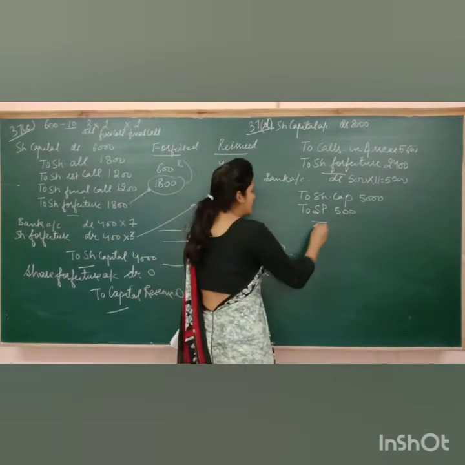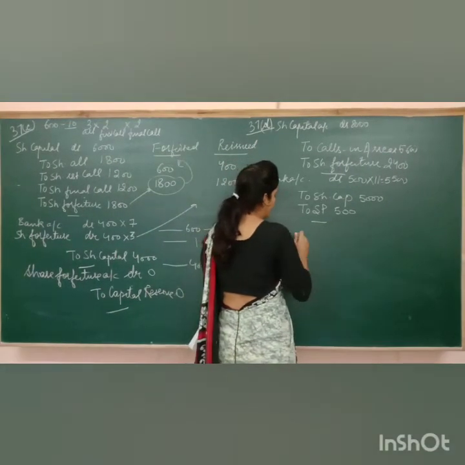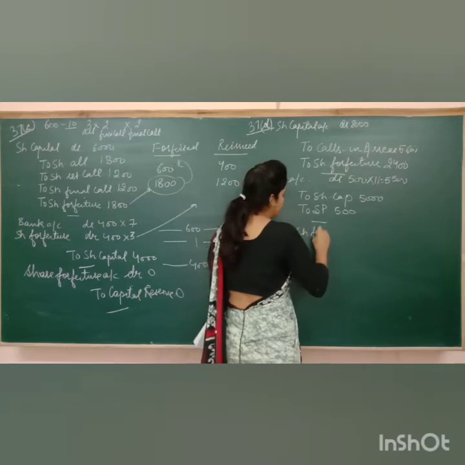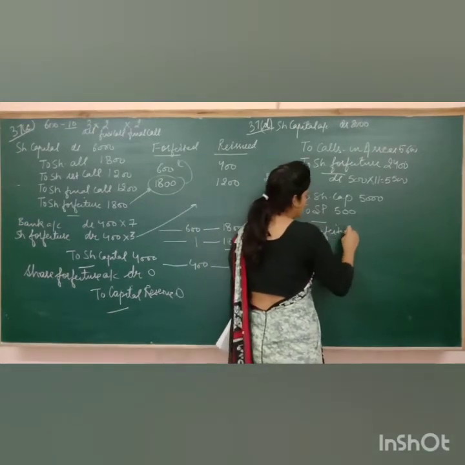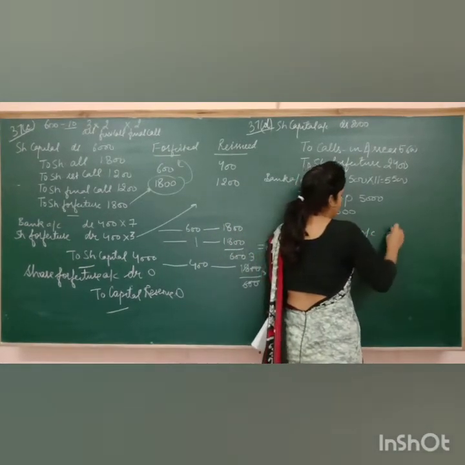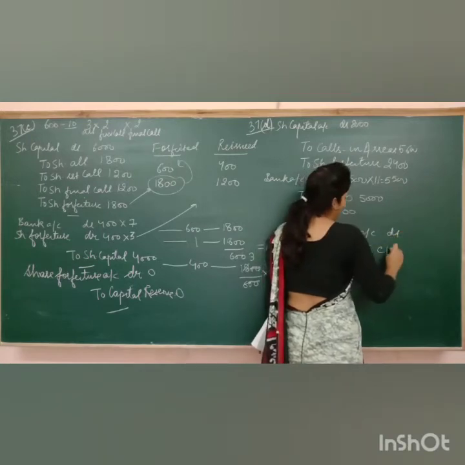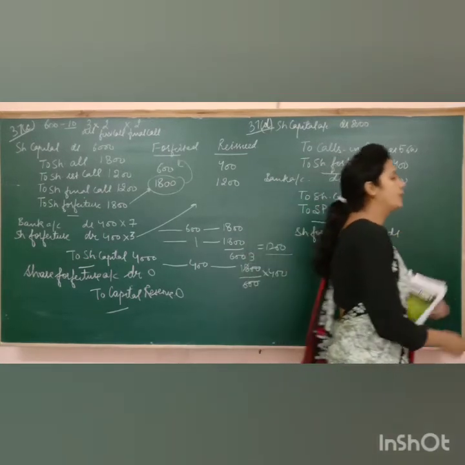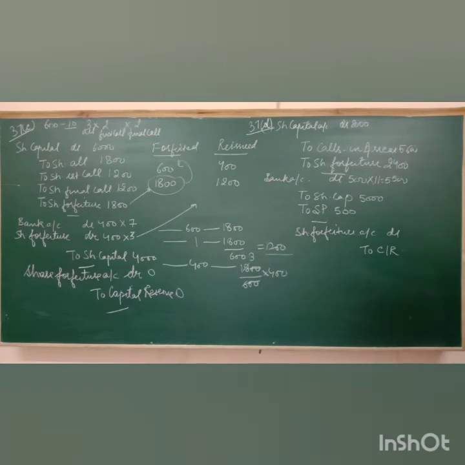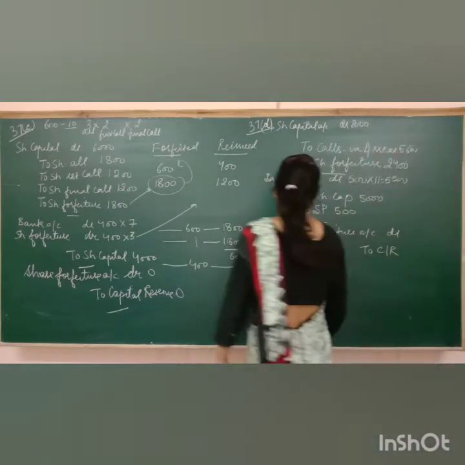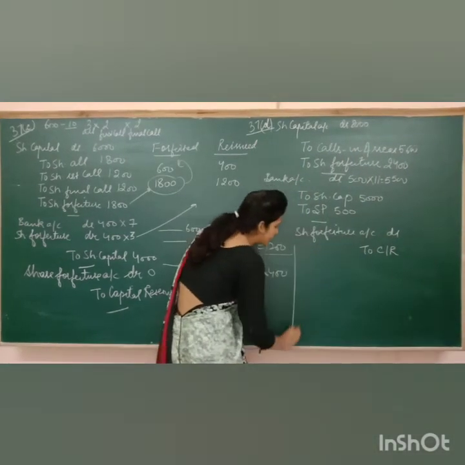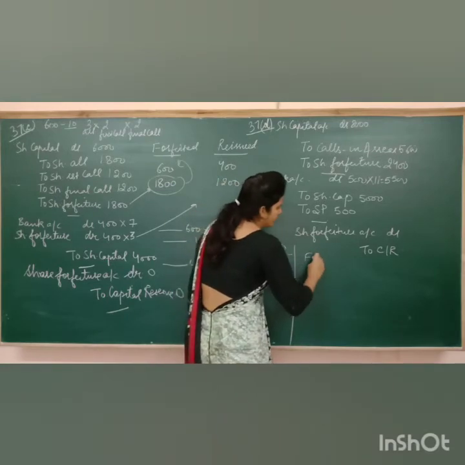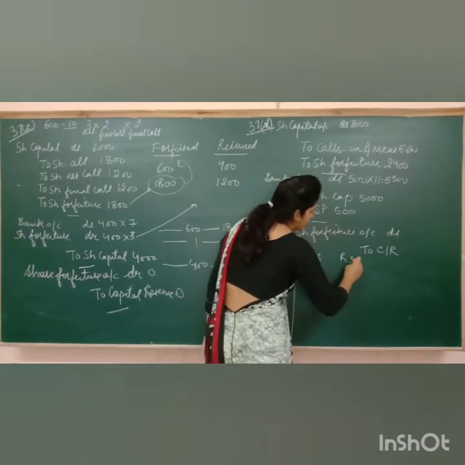Now we have to transfer the profit to capital reserve. Entry is share forfeiture account debited to capital reserve. Now see how we have to calculate it. First of all, check. Again, make the same thing. Check forfeited shares, reissued shares.